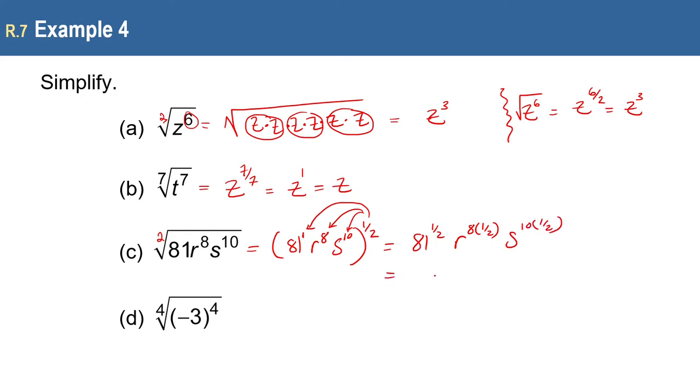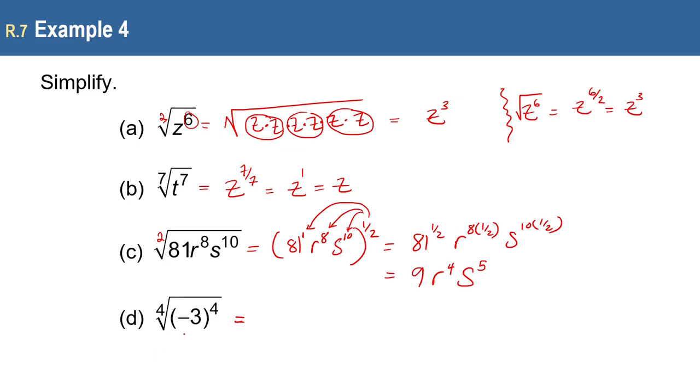81 to the 1/2 is the square root of 81, or I could enter it in my calculator, that's 9. 8 times 1/2 is 4, so this is r to the 4th. And 10 times 1/2 is 5. Our solution for part C, 9r to the 4th, s to the 5th.